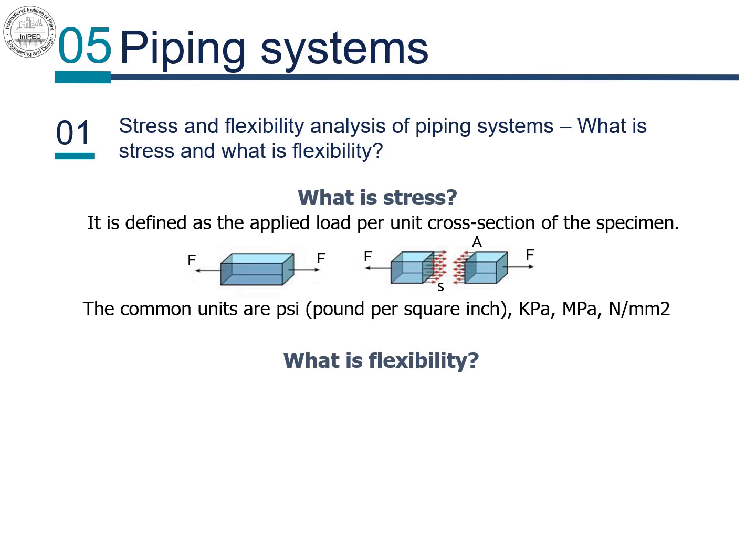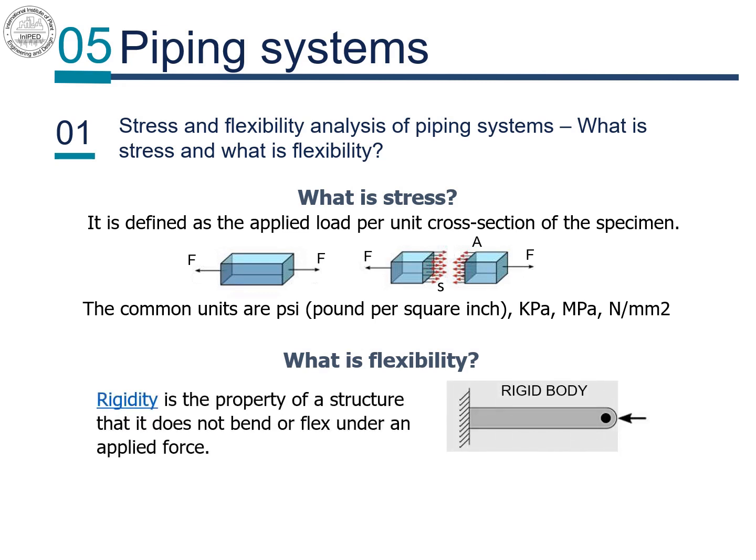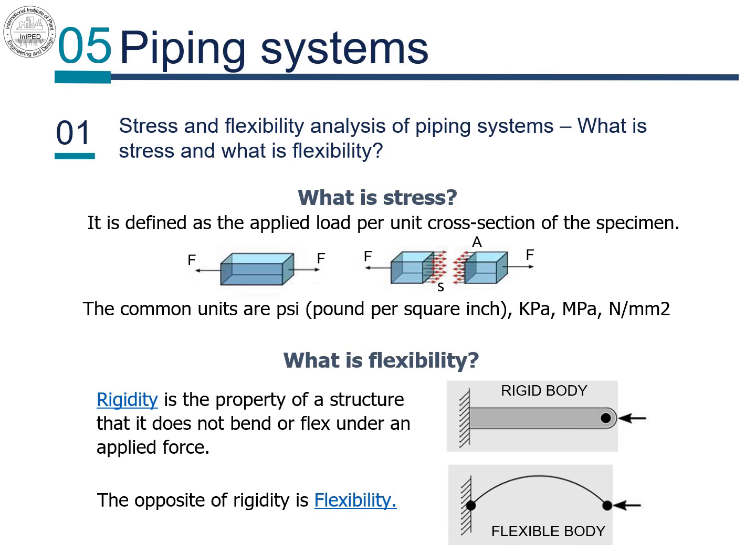They could be specified as attributes of a structure, defining its ability to change shape under applied load. Rigidity would be the property of a structure that it does not bend or flex under an applied force. And the opposite of rigidity would be flexibility.